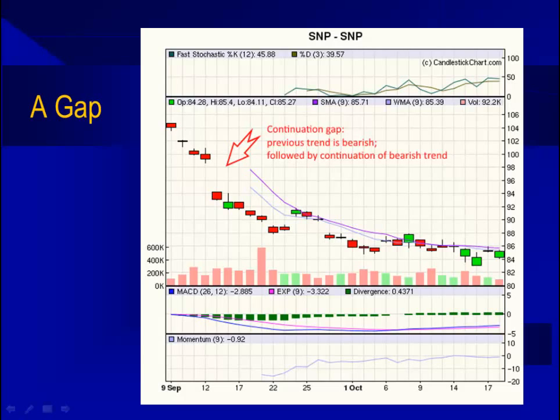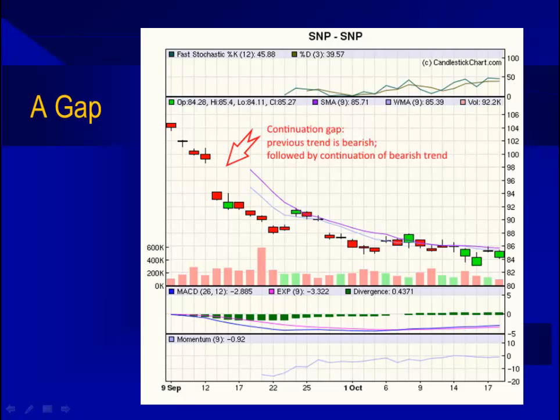And a gap is simply an area between 2 candlesticks that doesn't have anything in between it. There's no touching. So take a look here. These 2 candlesticks touch. These 2 overlap. These two overlap. There's a lot of overlap over here. But we have a gap here, we have another gap here, one more gap here, and another gap here.